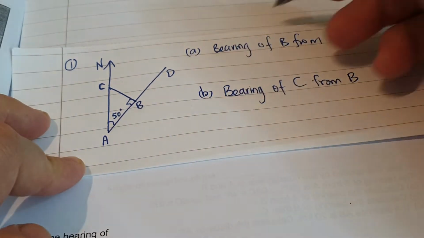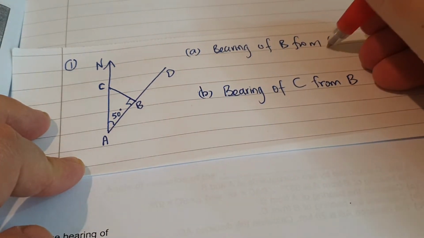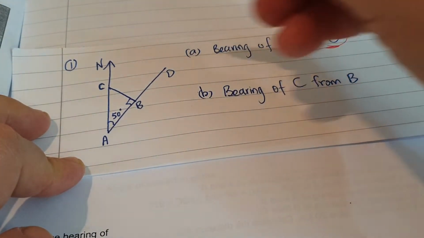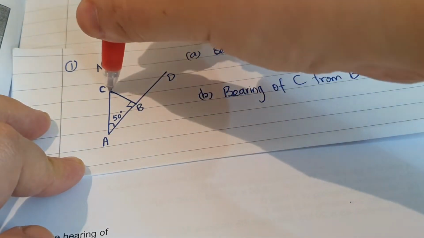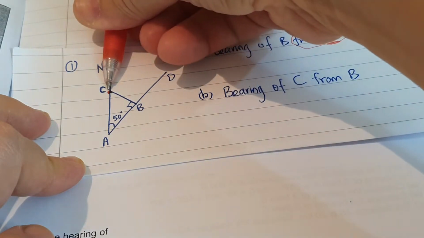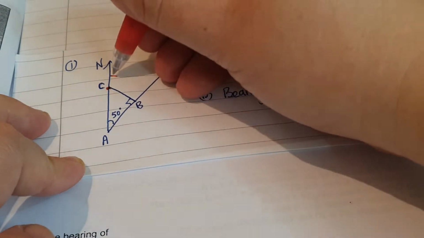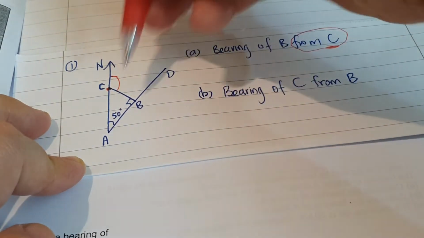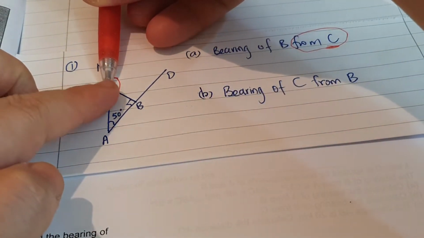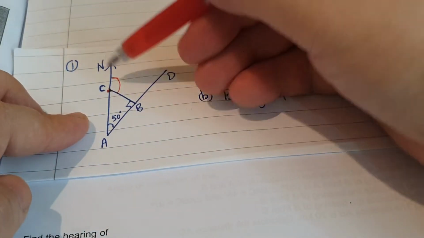Now, I want to find bearing of B from C. From C means I focus myself at C. I stand here, I look north, okay, and I start from north, I turn until I see B. Alright, so it's actually like that. I look north and I turn until I see B. This is the angle that I want to find.